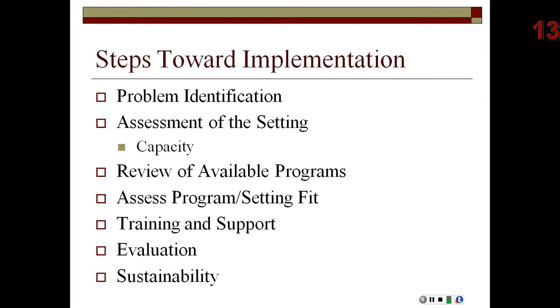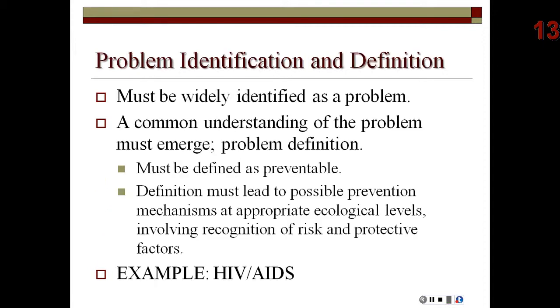So now let's talk about steps towards implementation. Now this is the last piece of our talk here. So we've talked about issues of implementation, we've talked about models of implementation. Now let's talk about the steps needed to actually implement an innovation in a community. So first we have problem identification and definition. So this is an important one. This is where you get the entire community on board with what an issue is.